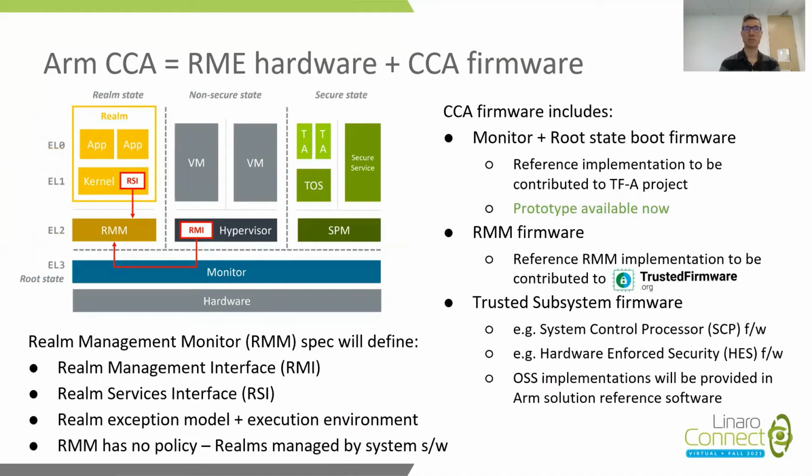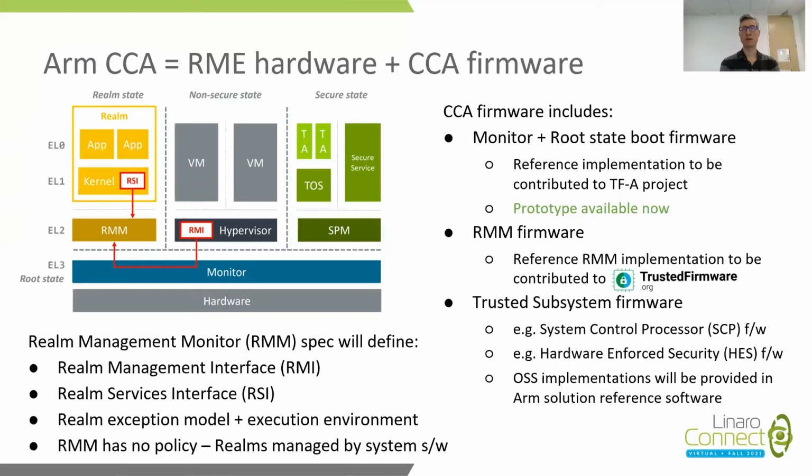The Arm CCA consists of this RME hardware, but also CCA firmware. That CCA firmware includes a new component called the Realm Management Monitor, and Arm will be defining a specification to standardize the interfaces and execution environment for an RMM. That includes a realm management interface for the hypervisor or OS to manage realms and realm memory. There will also be a Realm services interface from realms into the RMM to provide services like measurement and attestation. It's important to say the RMM will have no policy. It just responds to requests from system software.